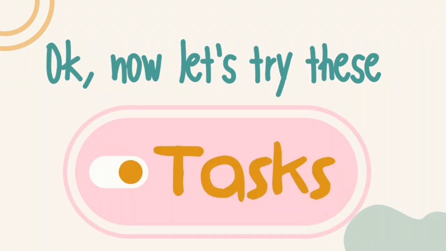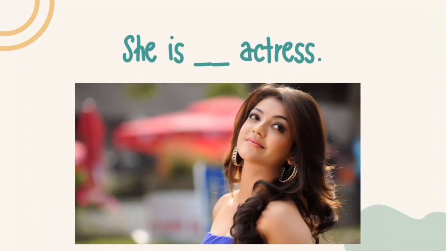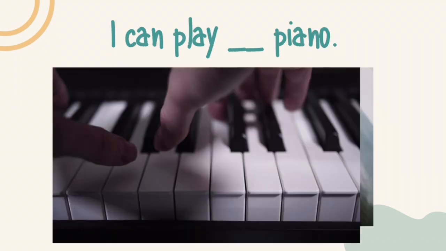Okay, now let's try these tasks. Elephant and table. What article can we use? That's right. She's an actress. What article? That's right. I can play piano.